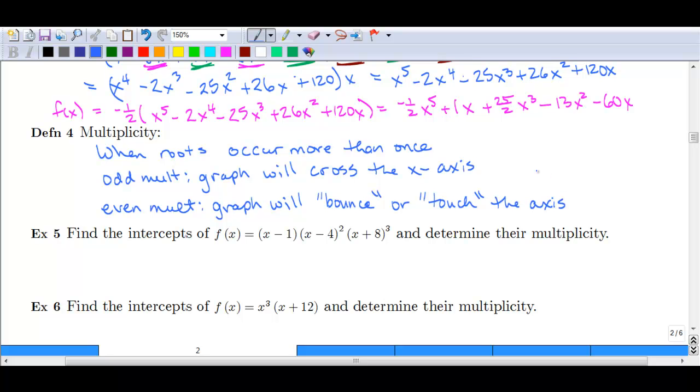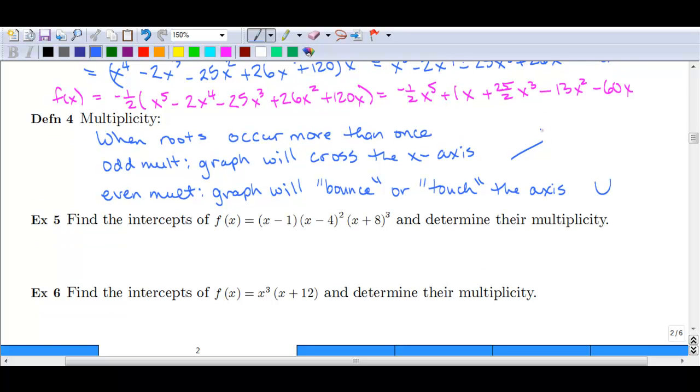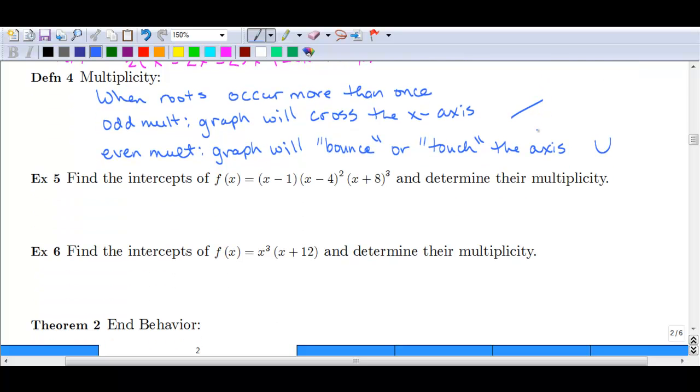So if you think about a parabola, for instance, especially one centered at the origin, it's just going to kind of bounce and then go back up in the other direction, whereas odd multiplicity is going to cross through the axis. So let's take a look at some examples here. We want to find the intercepts and determine their multiplicity. And then we're going to determine what would happen to the graph based on that multiplicity.